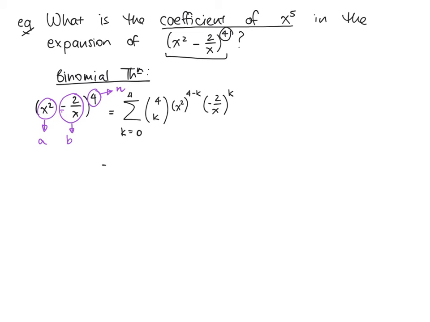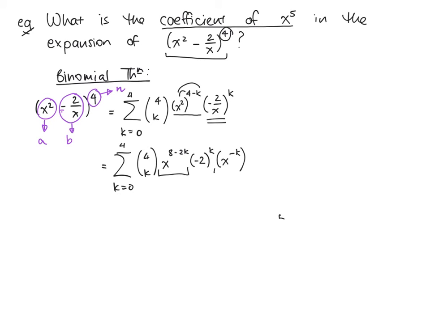Let's do a little bit of cleanup here. We can't do anything with the sum, so that's k equals 0 to 4 of 4 choose k. But now we have an x squared raised to the 4 minus k. Remember, our exponents multiply, so we actually have an x to the 8 minus 2k. Now I'm going to separate out my b terms. So I've got a minus 2 to the k, and then I've got a 1 over x, which is really x to the minus 1, all raised to the power k. So I have an x to the minus k. I'm doing this because I want to combine all the terms that have x's in them.